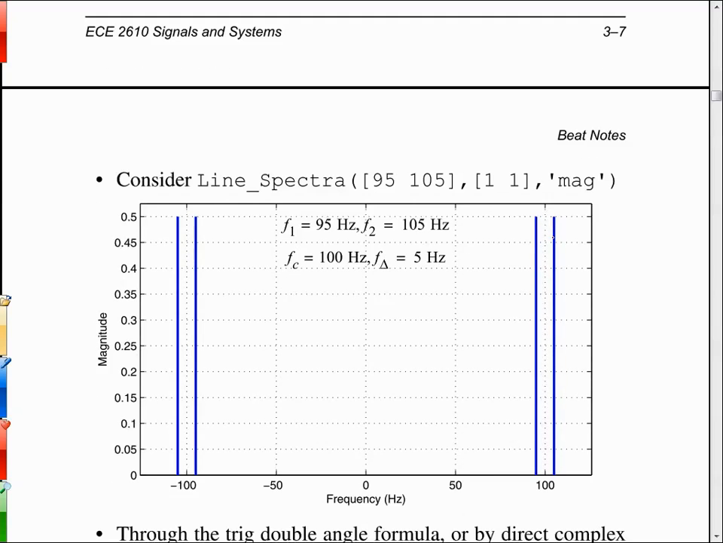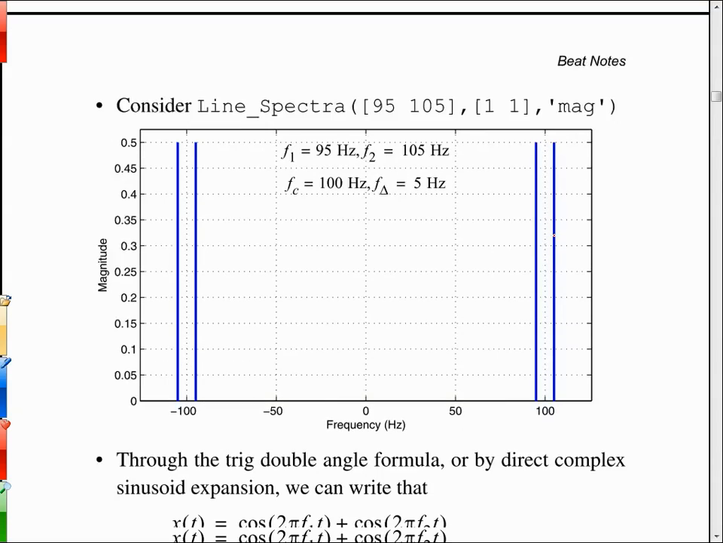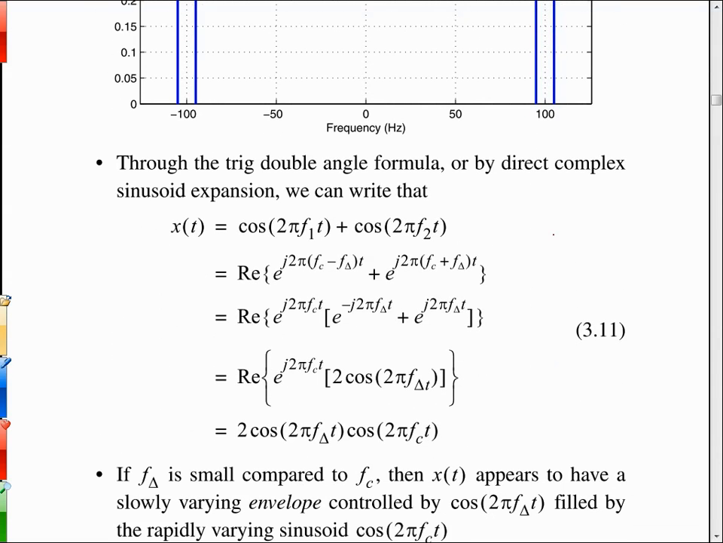So here's the spectrum drawn out with the MATLAB program with a two-sided amplitude spectrum or magnitude spectrum. If we wanted to examine what's going on in the trig domain, we would see that the sum of two cosines could be written as the product of two cosines. This you might remember as the double angle formula. Remember that from trigonometry a long time ago?